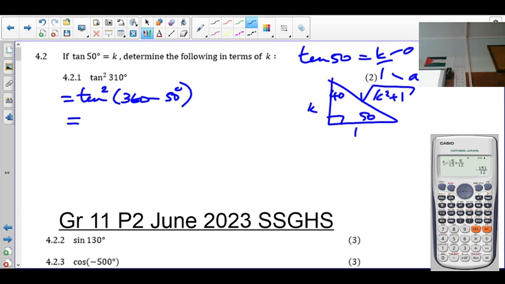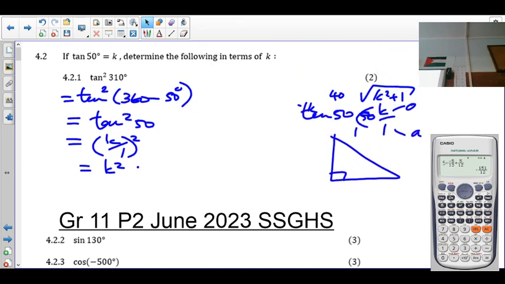But because of the square, it will change to positive. So it's tan squared 50. So tan is opposite over adjacent. So it's k over 1 all squared, which is k squared over 1, which is simply k squared.